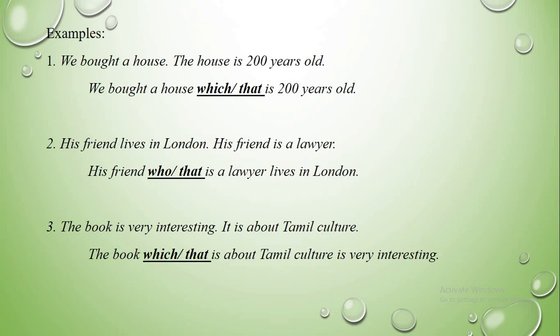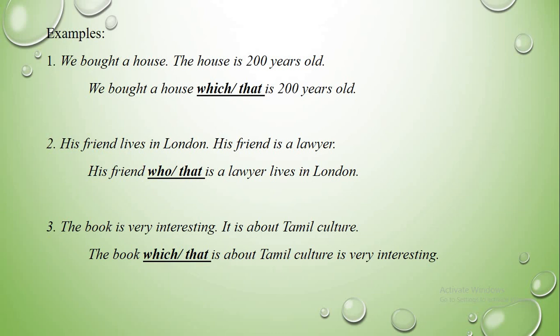Let's find some more examples. We bought a house. The house is 200 years old. We bought a house which or that is 200 years old. In this, house is an object, so we may use which or that. That can be used for person as well as a thing. This that is used in defining relative clauses only.